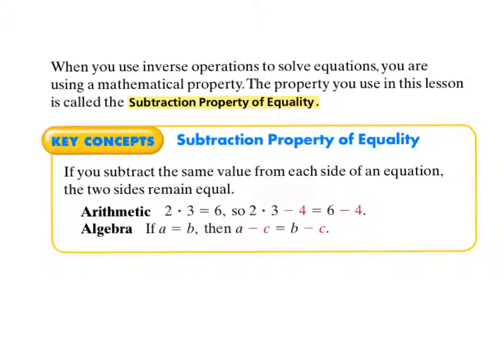Now, when you use inverse operations to solve equations, you are using a mathematical property. The property used in this lesson is called the subtraction property of equality. So that's a key concept for this chapter. What that says is, if you subtract the same value from each side of the equation, the two sides remain equal. So basically what you do to one side, you have to do to the other side of the equals. Please copy this key concept box into your notes.